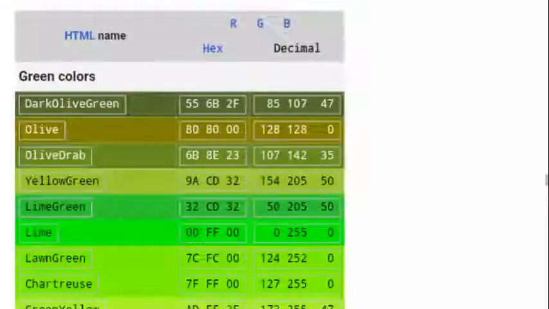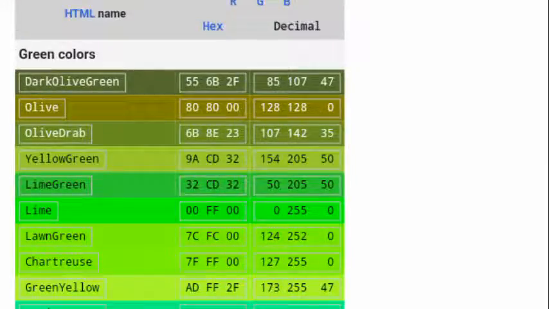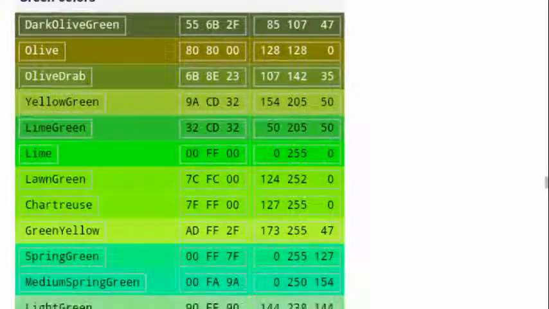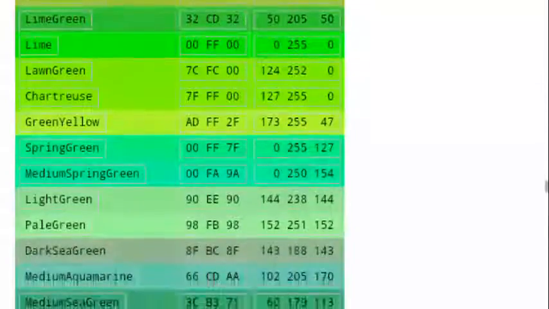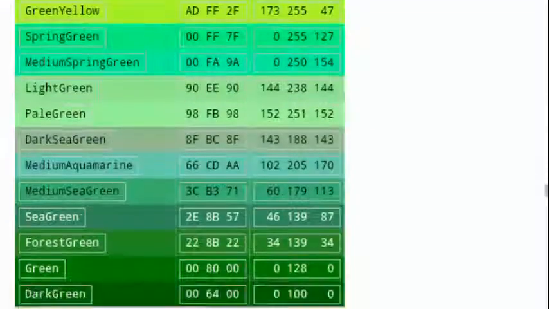Now, when you come to green colors, this is the basic, primary color. Green is the dominant color. So red cannot beat green, neither can blue. So you can see all of these are different types of greens. Beautiful, nice shades of green.